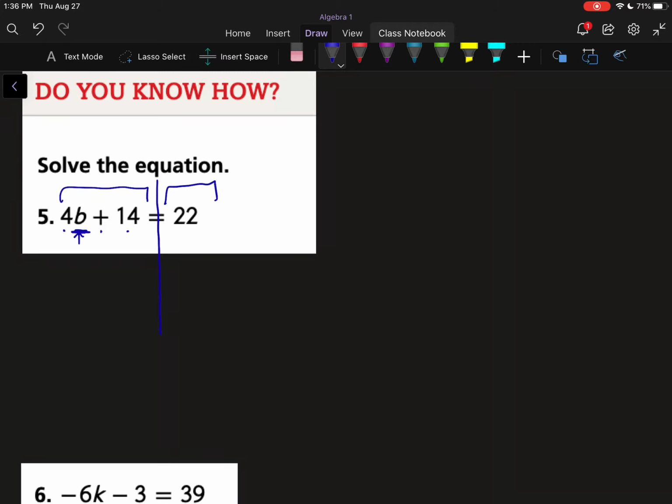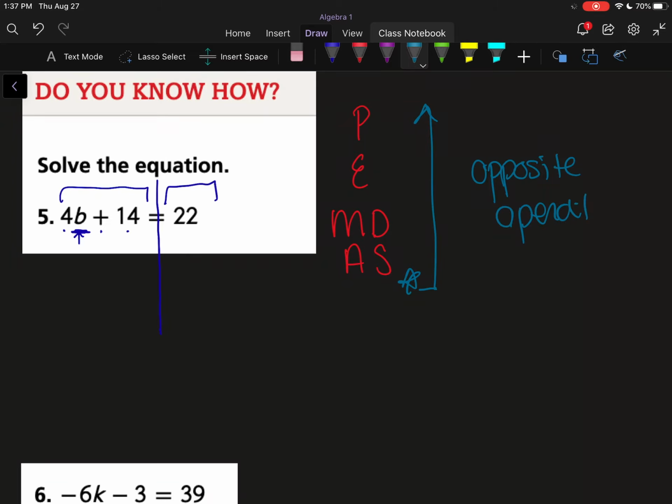When we are solving equations, we work through our order of operations backwards. Remember, our order of operations is PEMDAS, P-E-M-D-A-S, and we like to start at the bottom and work our way backwards when we are solving equations using our opposite operations. Take these notes with me out to the side.